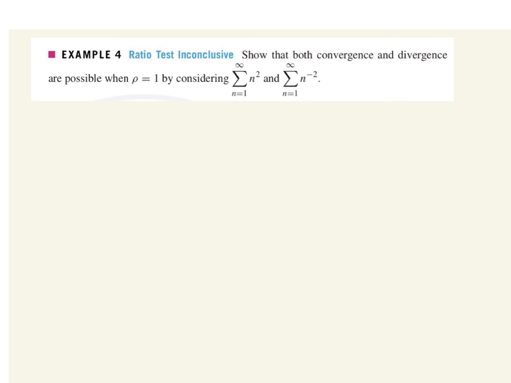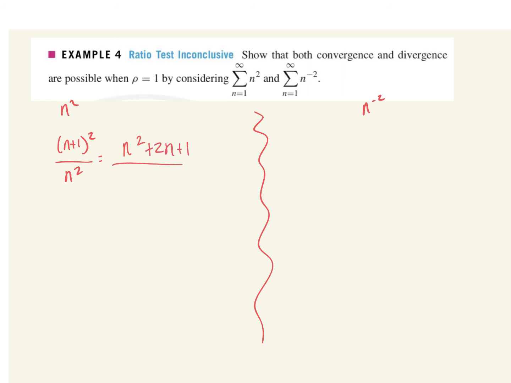So for the ratio test, I'll do the left side with n squared and the right side with n to the negative second. If a sub n is equal to n squared, then we would have (n plus 1) quantity squared over n squared. That would simplify, if we needed to expand it, to n squared plus 2n plus 1 over n squared. Absolute value, but it's not necessary based on what we have here.